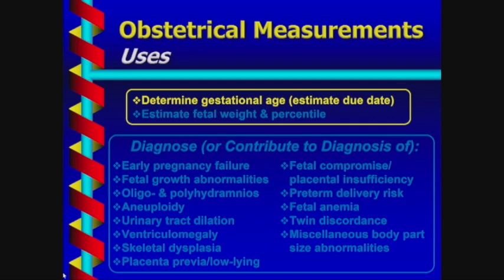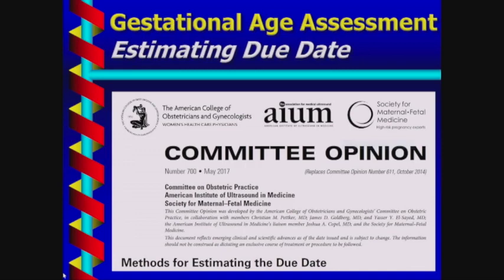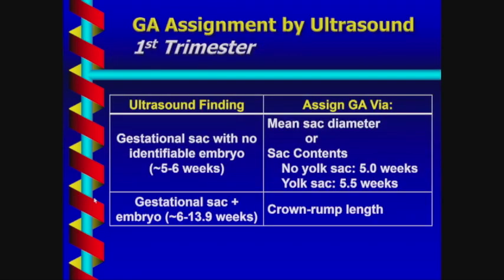So first, briefly, determination of gestational age, or estimating the due date, is certainly a use of obstetrical ultrasound. And what I'll talk about here comes from a committee opinion that was jointly from the ACOG, AIUM, and the Society for Maternal Fetal Medicine that talked about methods for estimating the due date. One thing that I would say is that every report of an ultrasound should have some statement about your best estimate of gestational age at the time of the ultrasound.